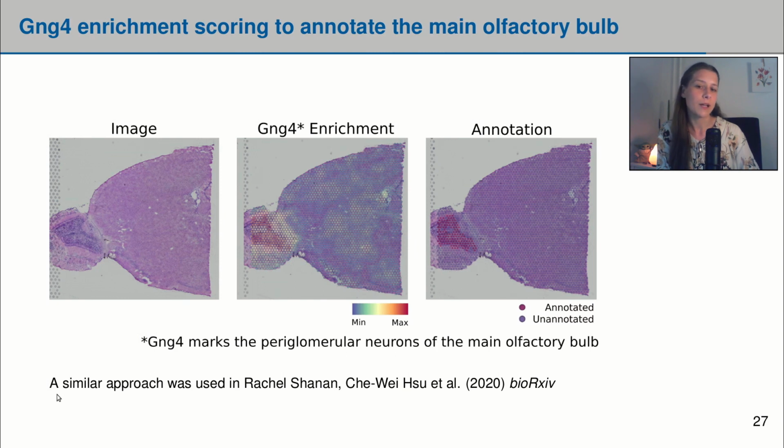So although the applicability of this approach is more easily evaluated using spatial transcriptomics data, the approach can also be used for cell annotation in single-cell RNA-seq data, as was suggested and performed by Chewei in the lab for the annotation of an Arabidopsis root atlas, which is available on bioRxiv.